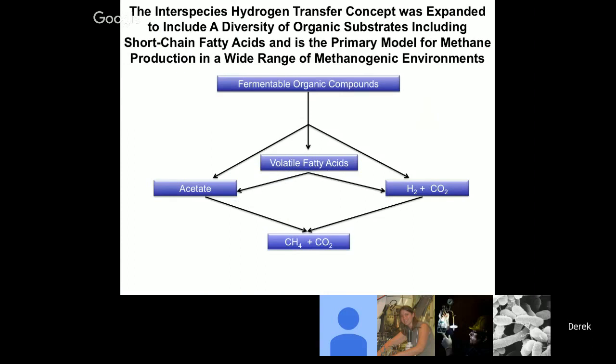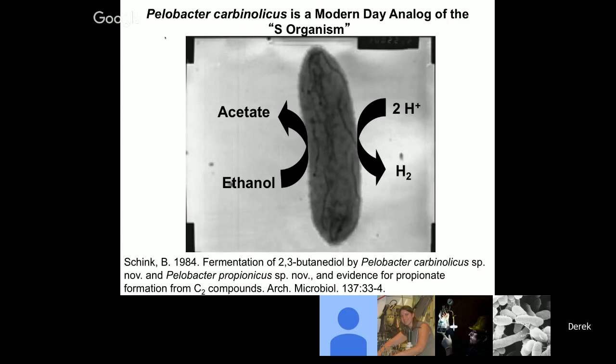This concept of interspecies hydrogen transfer has now been expanded over the years, primarily in studies originating out of the Bryant lab, to include beyond ethanol a variety of volatile fatty acids, long-chain fatty acids, and even some aromatic compounds. And this has been the model for how fermentable compounds can be converted to methane in a diversity of methanogenic environments.